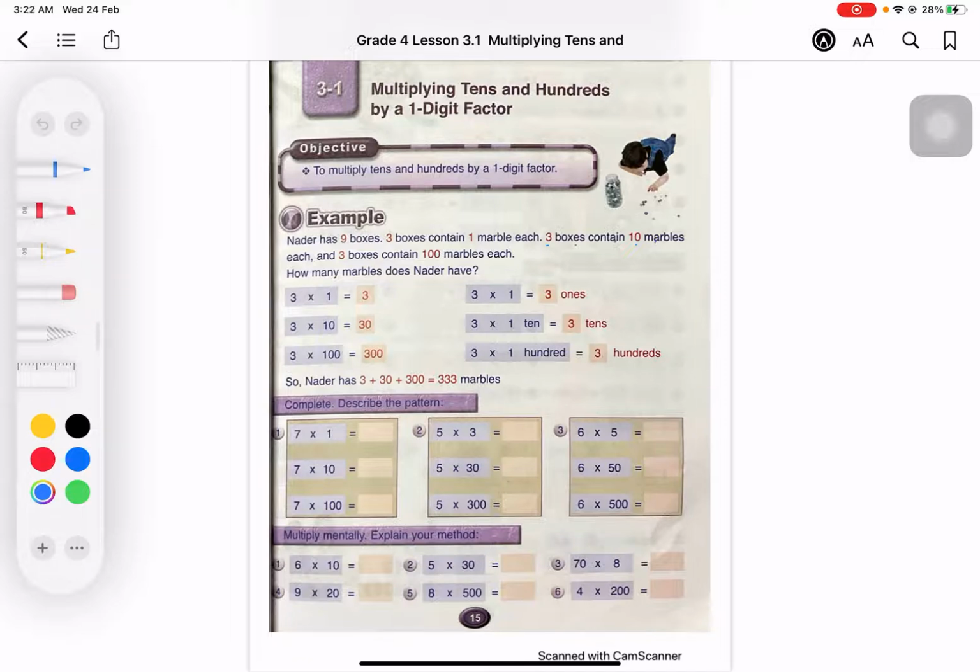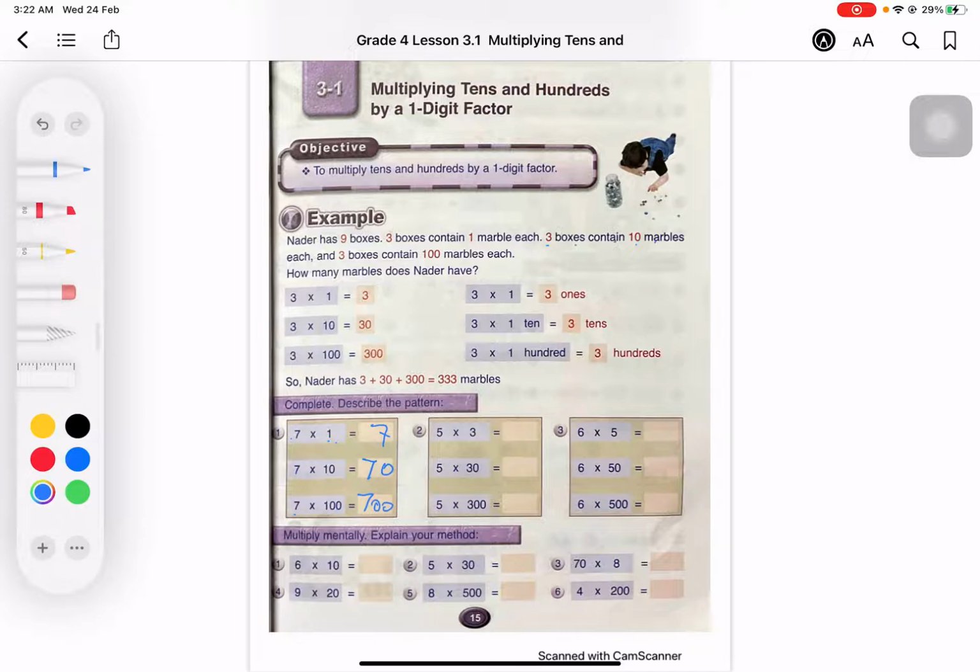Now, describe the pattern. Let's do this one. 7 by 1, what is 7 by 1? Yes, it is 7. The basic fact. 7 by 10, go to the basic fact. 7 by 1, it's 7. Then drop the 0, it is 70. 7 by 100, it's 7 by 1, again 7, then drop 2 zeros.